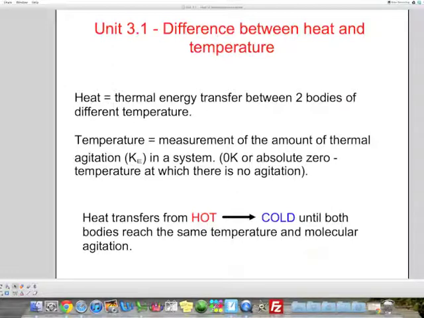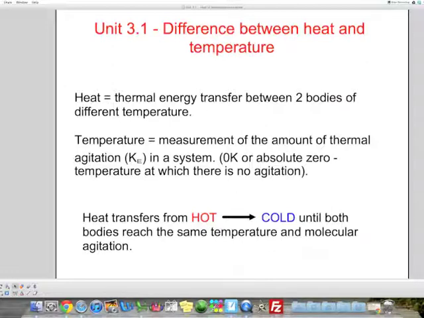So temperature is related to only one substance, as opposed to heat, which is the transfer of thermal energy between two substances. Now, heat always travels from something hot to something cold, never the reverse. So something cold doesn't have enough energy, so it cannot give any, obviously. So it's the body that's hotter, that has most energy, that will give to the other body that's lacking energy.